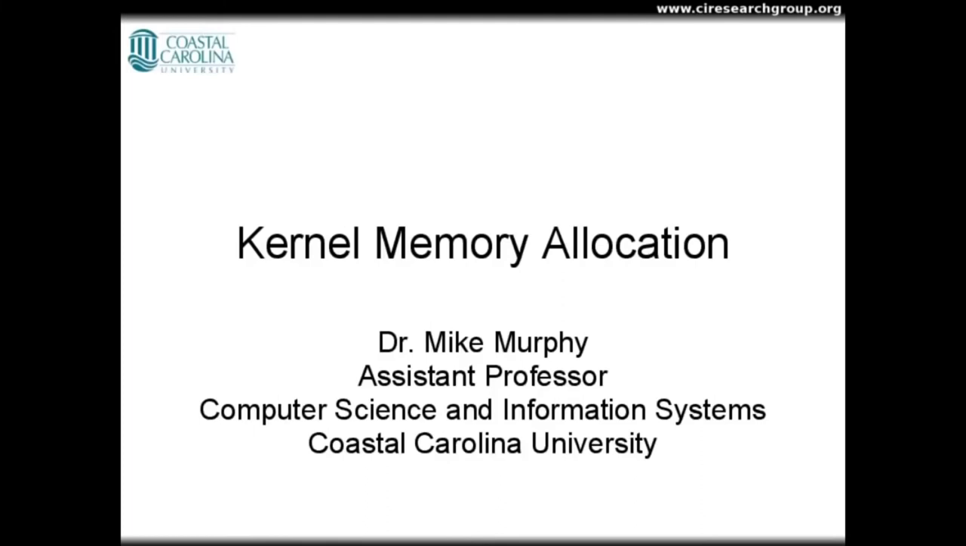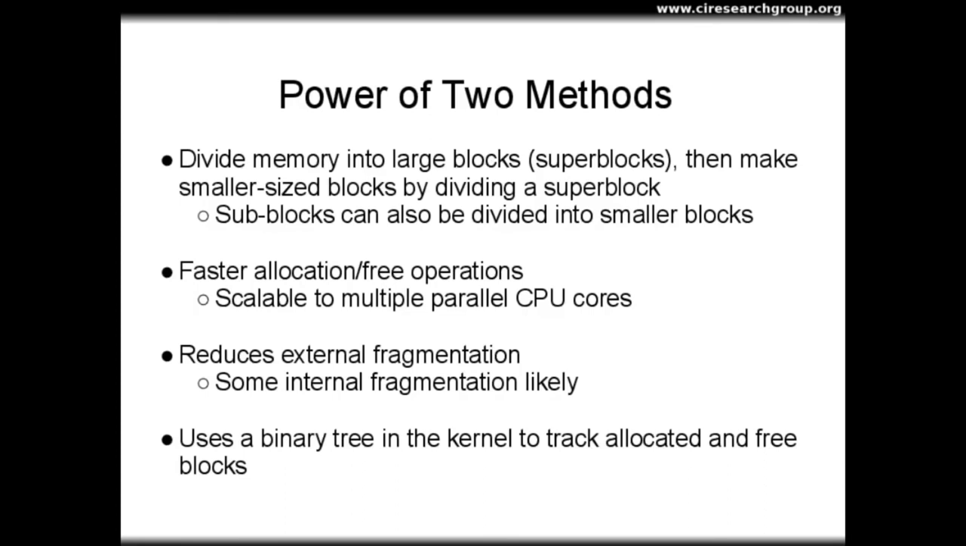Memory allocation. I will introduce the power of two methods with the buddy system and coalescence for allocating memory to processes. Then I will introduce slab allocation, which is used within the kernel to allocate kernel data structures efficiently. In the previous lecture, I introduced the classic algorithms for memory allocation: best fit, worst fit, first fit, and next fit.